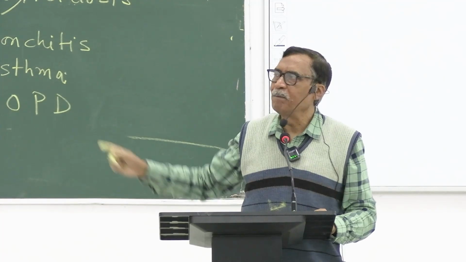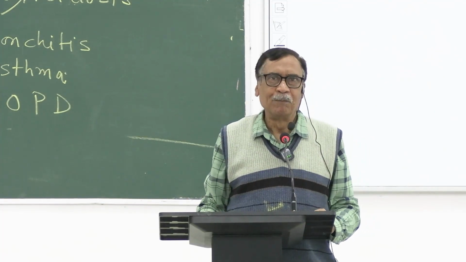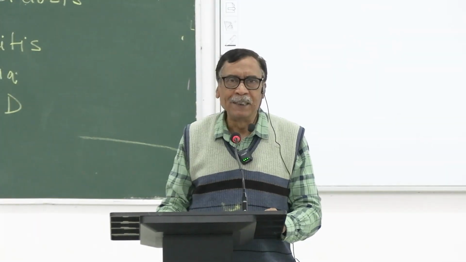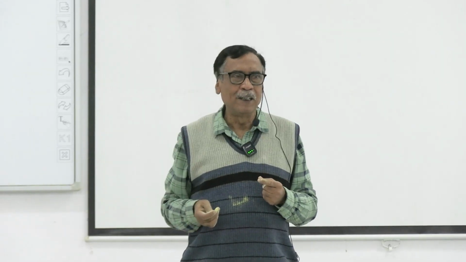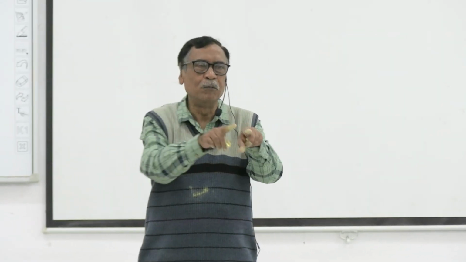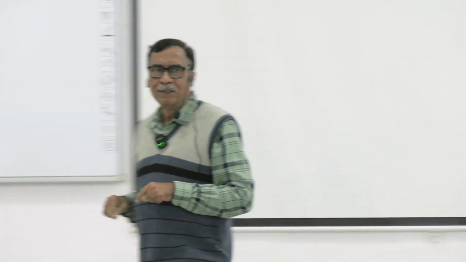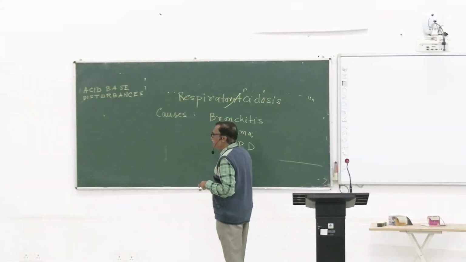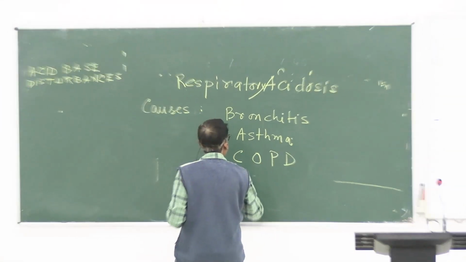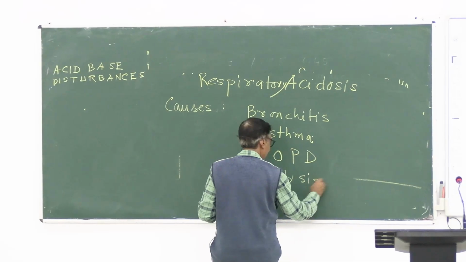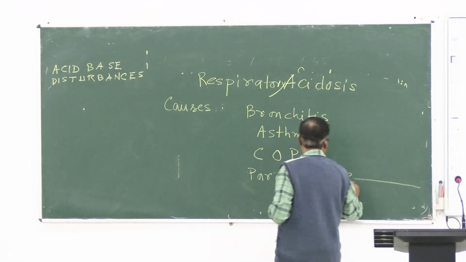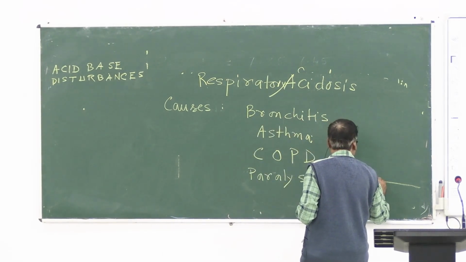In all cases, there is hypoventilation: bronchial asthma, bronchitis, even paralysis of the respiratory muscles, the intercostal muscles which help in respiration. If they are paralyzed, there will be no ventilation and carbon dioxide will be retained. Paralysis of the respiratory muscles occurs in poliomyelitis, myasthenia gravis.